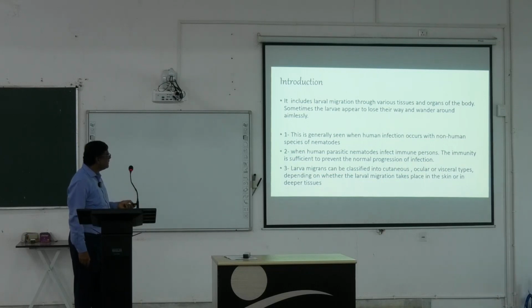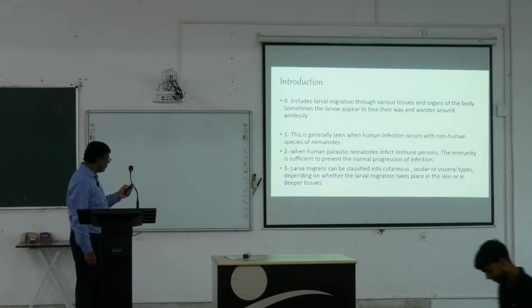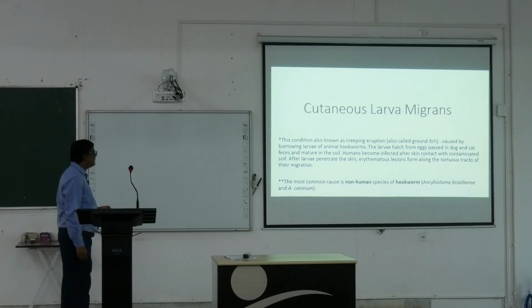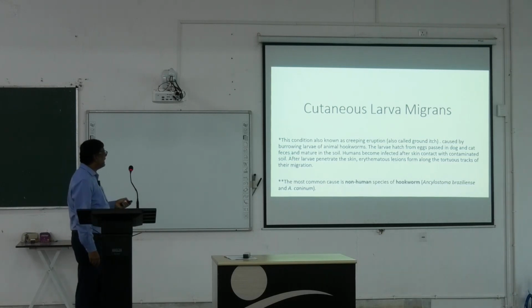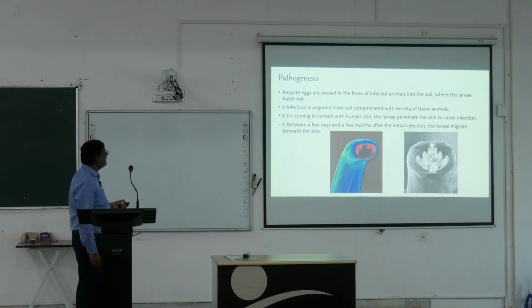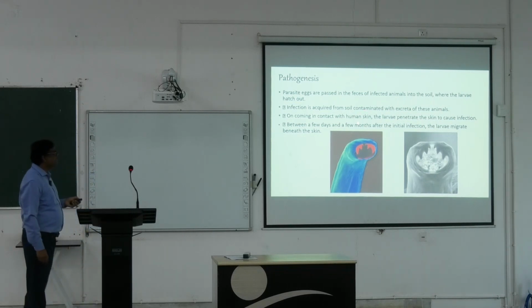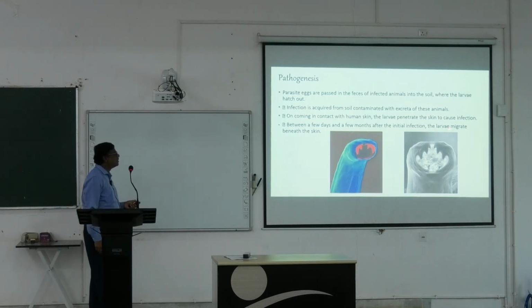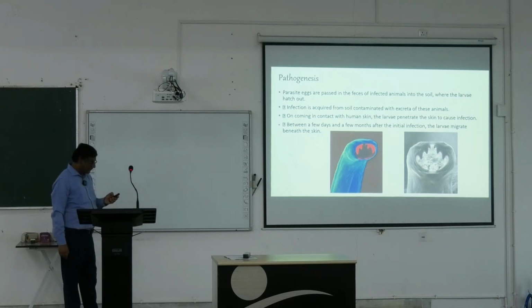When human parasitic nematodes infect immune persons, the immunity is sufficient to prevent the normal progression of infections. The larva migrants can be classified into cutaneous, ocular, and visceral type. Let's see the cutaneous larva migrants. In case of the creeping eruptions, the pathogenesis is the parasite eggs are passed in the feces in infected animals into soil where the larva hatched out. The infection is acquired from soil contaminated with excreta of these animals, and on coming in contact with human skin, the larva penetrate the skin to cause infection. Between a few days to 3 months of the initial infection, the larva migrate beneath the skin.